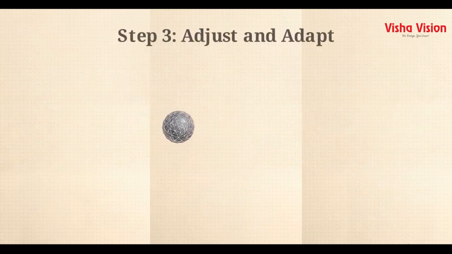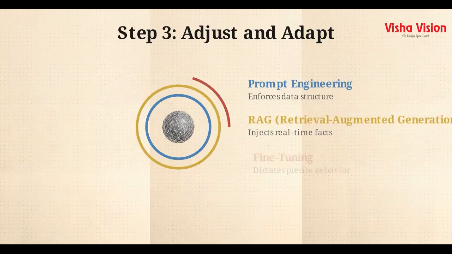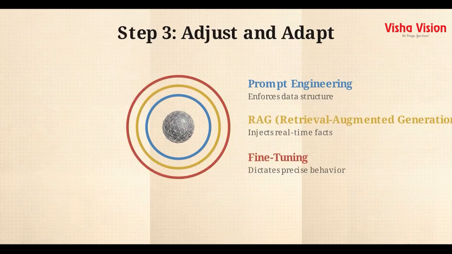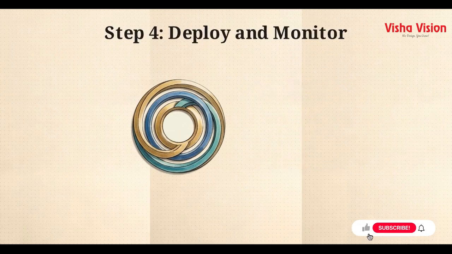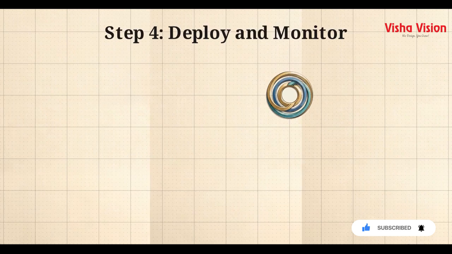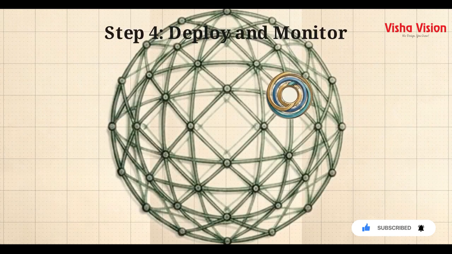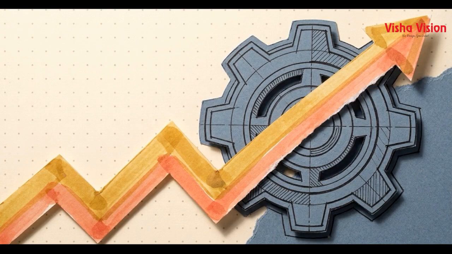That brings us to step 3, adjust and adapt. This is where you layer prompt engineering, RAG, and fine-tuning directly onto the model. These 3 layers enforce your data structure, inject real-time facts, and dictate the precise behavior of your application. Finally, step 4 is deploy and monitor. Your model leaves the safe confines of the sandbox environment and locks into an orchestration layer, where it will start interacting with the real world. This combination, matching the exact size of the model to the task and applying highly targeted adaptation layers, is the only architectural path that delivers both enterprise-grade intelligence and actual profitability.